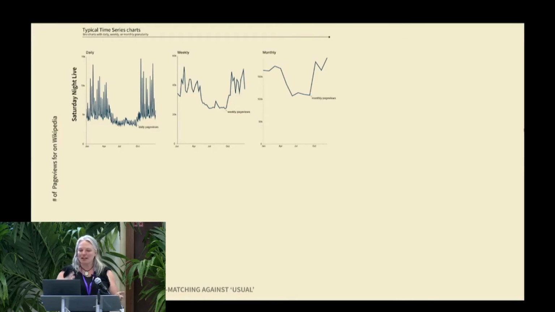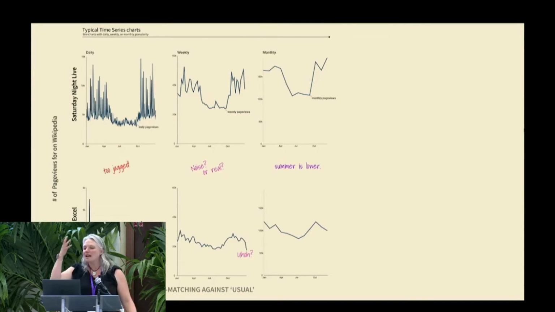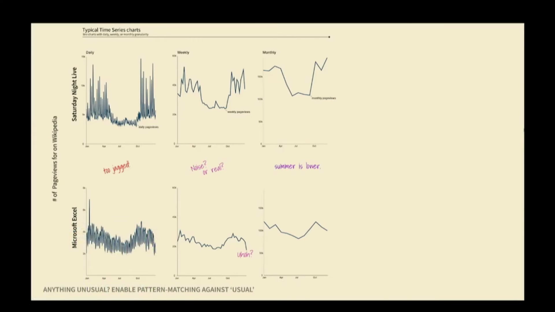And you might make this chart and be like, great, Saturday Night Live, and then you make another chart for the Microsoft Excel page, like page views for the Wikipedia page on Microsoft Excel, and you look at these and you're like, you know what, those actually look kind of the same. People's interest in Microsoft Excel and Saturday Night Live are basically the same. That makes sense.